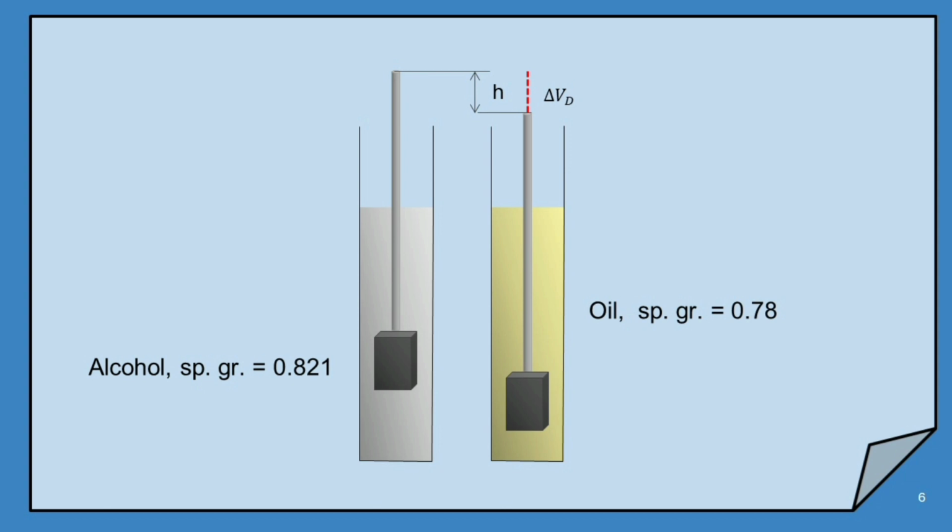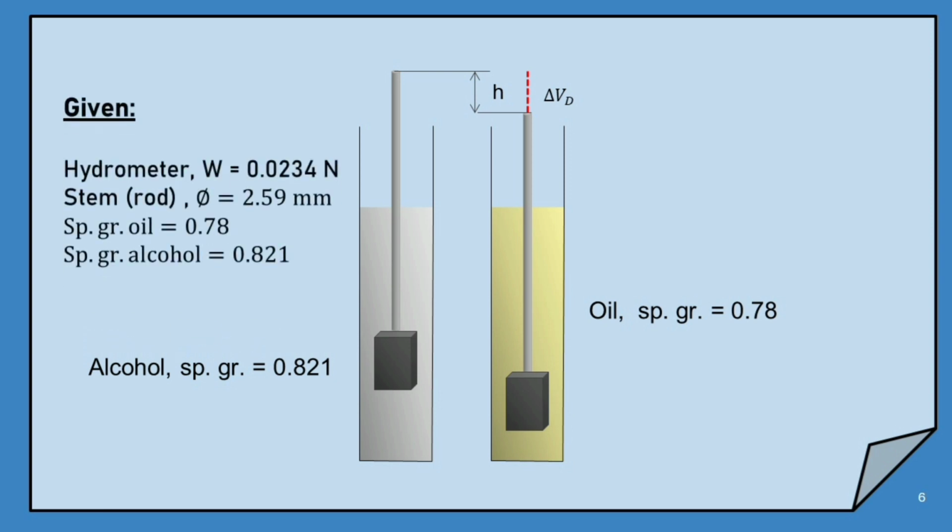Diagram showing the submerged or immersed hydrometer in alcohol and in oil. We're going to find the difference of the depth of the hydrometer in oil and in alcohol. Given the hydrometer's weight 0.0234 Newton, the stem rod's diameter 2.59 mm, and the specific gravity of oil and alcohol.